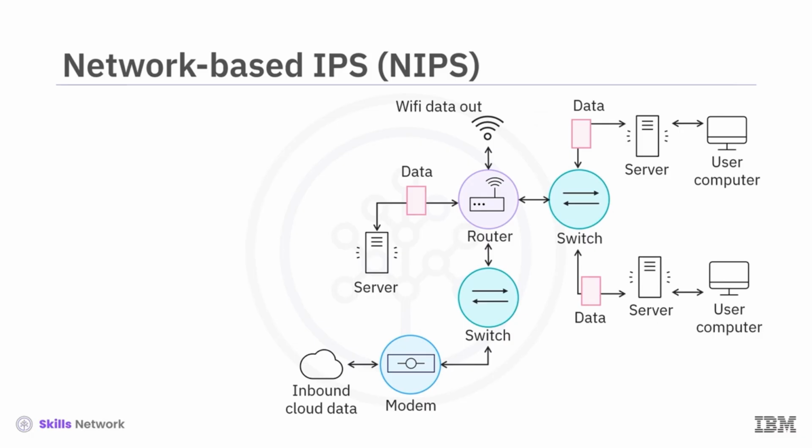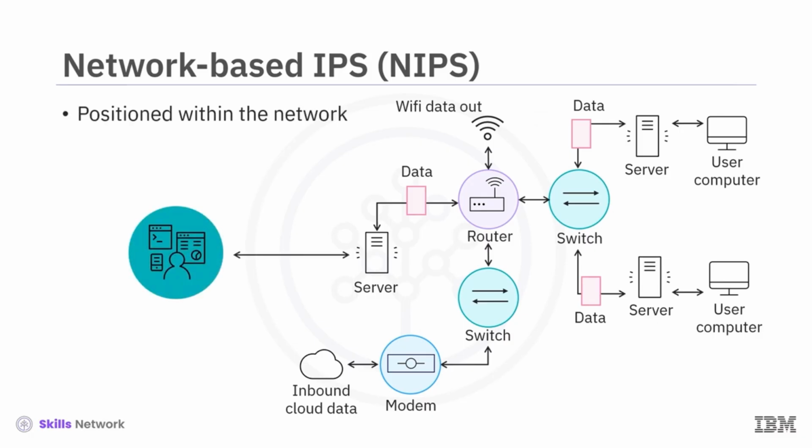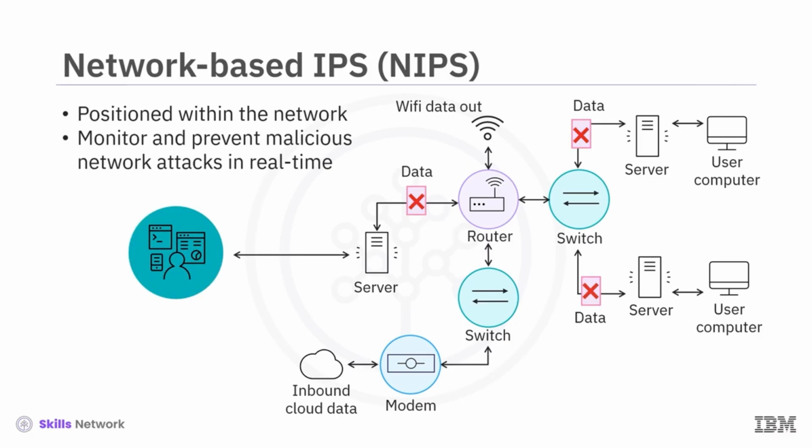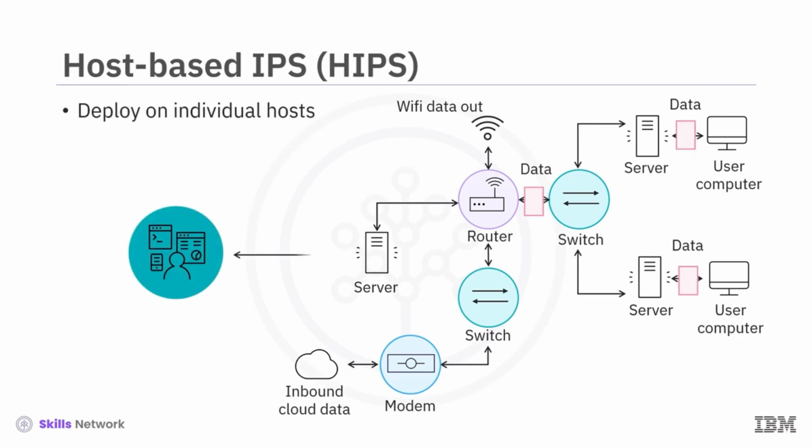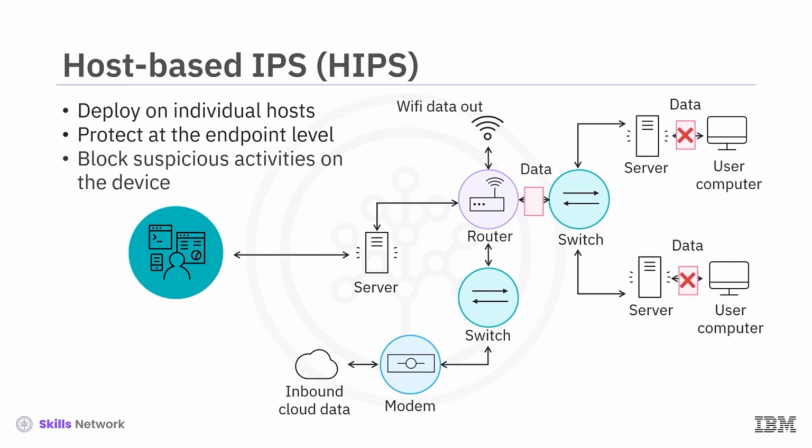Network-based IPS, or NIPS, are positioned within the network and can monitor and prevent malicious network activities in real time. In contrast, organizations deploy host-based IPS on individual hosts. They protect the device at the endpoint level by blocking suspicious activities on the device.